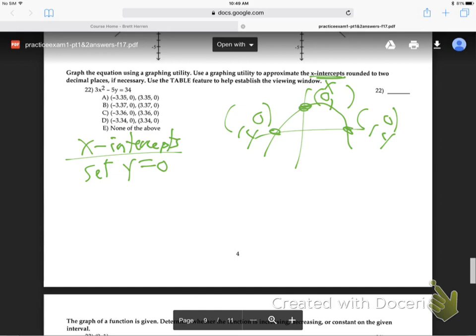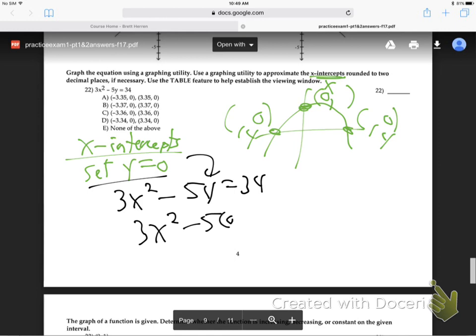Put that on your 3x5 card. I say that all the time. But maybe, if you still have room. So if they want x-intercepts, I'm going to make y 0. So I'm going to take this equation, 3x squared minus 5y equals 34. I'm going to make y 0, so that's just going to go away. You see, boom. So 3x squared is 34.